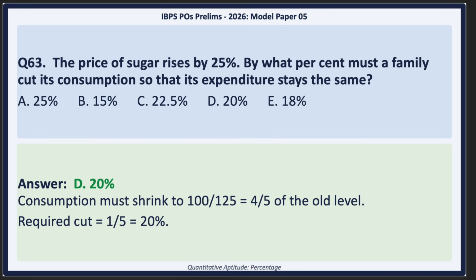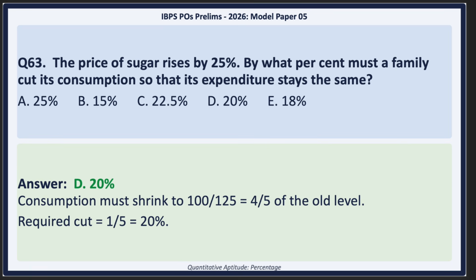The price of sugar rises by 25%. By what percent must the family cut its consumption so their spending stays exactly the same? This is a beautiful lesson in inverse economics. The new price is 125% of the old price. Right. To maintain equilibrium, the family can only consume 100 parts out of that new 125.